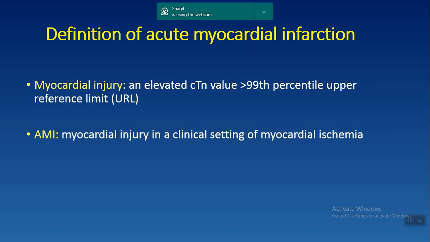Clinical setting of myocardial ischemia means the presence of symptoms suggestive of ongoing ischemia, like typical anginal pain, or the presence of imaging findings suggestive of an acute event, like doing an echocardiography and showing new regional wall motion abnormalities. So this means the clinical setting of myocardial ischemia.